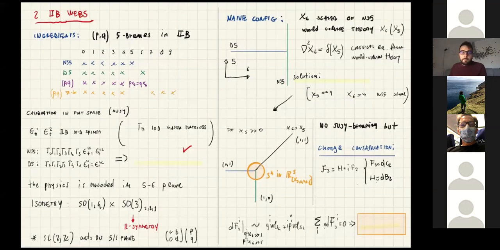Okay, so let me start with the type IIB webs. The main ingredient of the IIB web is given by (p,q) fivebranes in IIB. Let me start with the standard fivebranes. The standard fivebranes in IIB are NS5 branes, and they fill this direction. And then we have D5 branes, which fill this other direction. So the NS5 branes are orthogonal to D5 branes in this case. But we can also have a more general configuration. This more general configuration has a sort of angle in the 5-6 plane. And this angle is given by this condition.